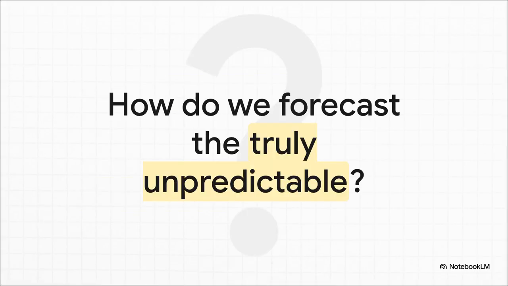We've learned how to build these amazing models that can see patterns in the past and project them into the future. But that leaves us with one last, really challenging question. These methods are great for forecasting the data we have. But how do we even begin to forecast the truly unpredictable, the sudden shocks, the black swan events that no amount of history could ever prepare us for? Now, that's a question to keep you thinking.